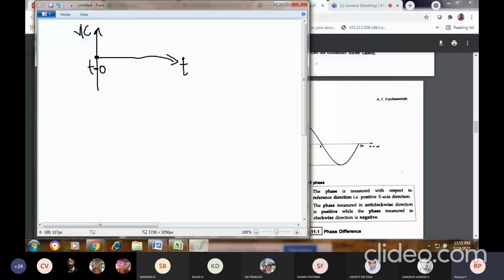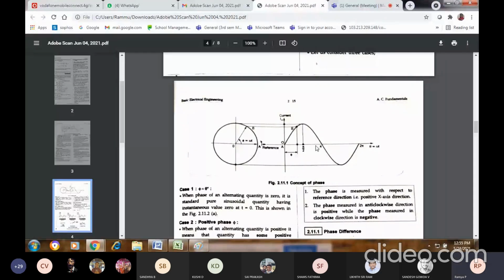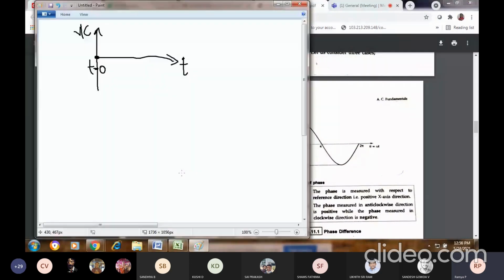Whenever I'm taking this angle phi, you don't confuse it with theta. Theta and angle phi are different. If I am introducing a phase angle phi of an alternating quantity, this phase angle also can vary from 0 to 2 pi in radians. If it is in degrees, the phase angle can be varied from 0 to 360 degrees.